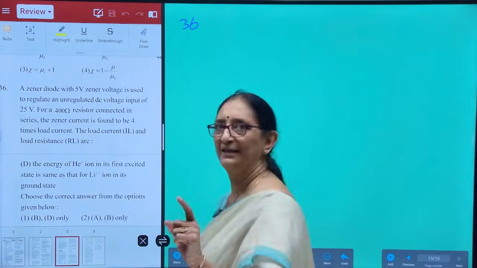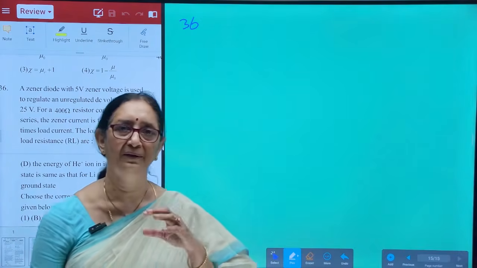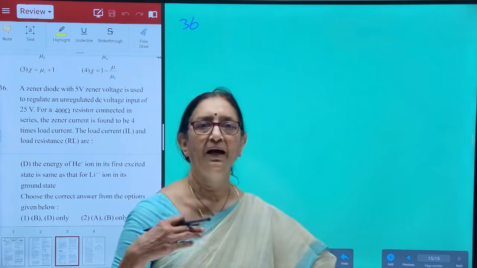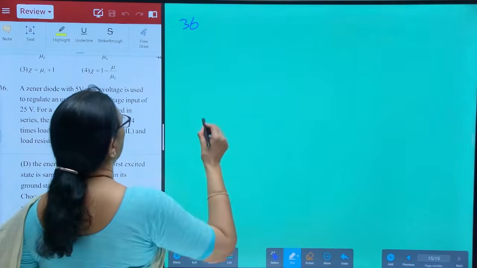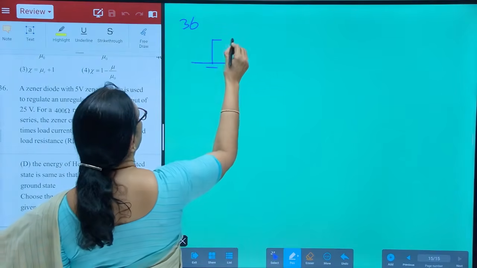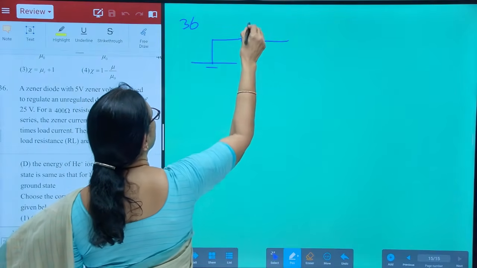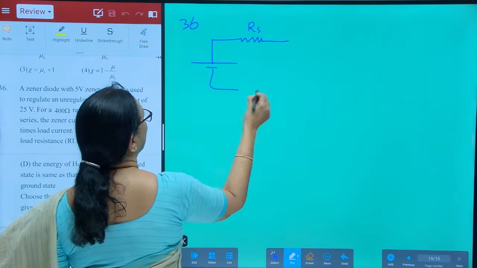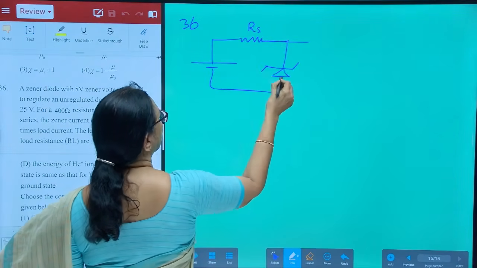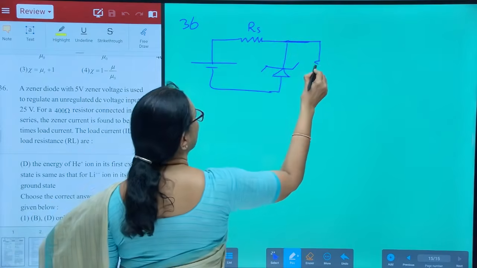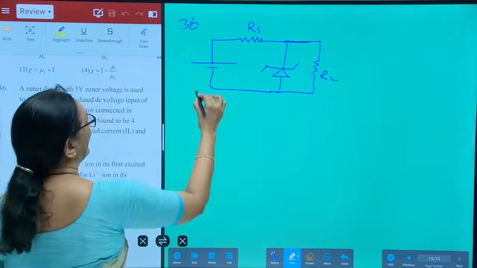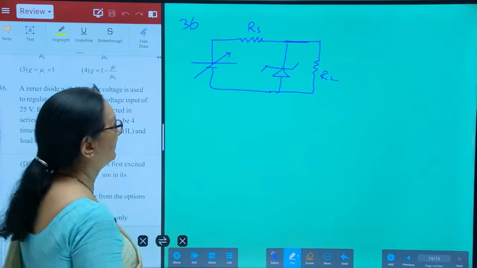See here, there is only one model in all examinations based on Zener diode as voltage regulator. So here, this is the DC source connected, this is the series resistance connected, and this is the Zener which is under reverse biased condition, and this is the load resistance. That is the diagram of Zener diode as a voltage stabilizer.